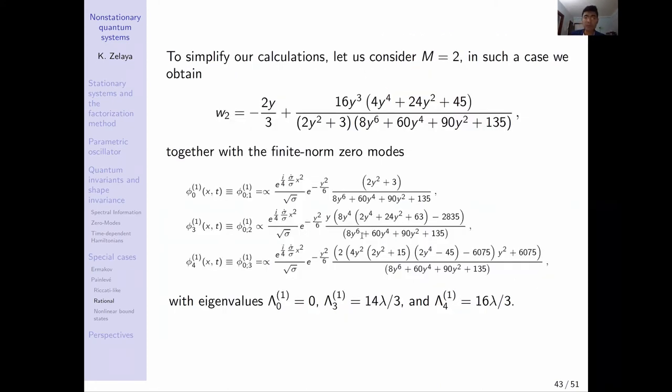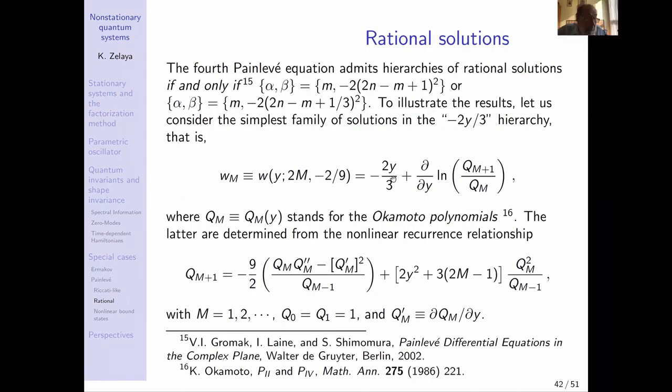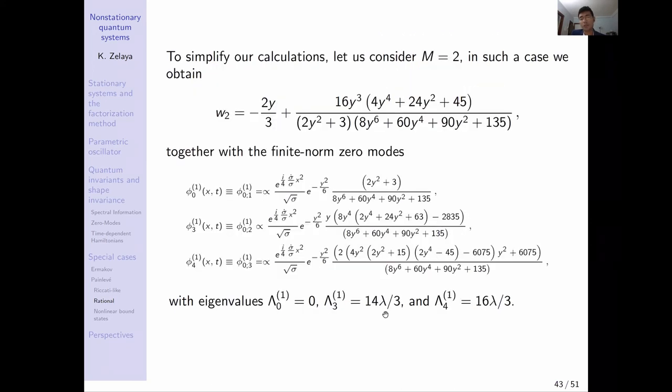Just to give an example, we fix m equal to 2. So we need the Okamoto polynomial 3 and the Okamoto polynomial 2. And in particular, we get these as the solution, and these are the eigenfunctions. And this last one are the eigenvalues.